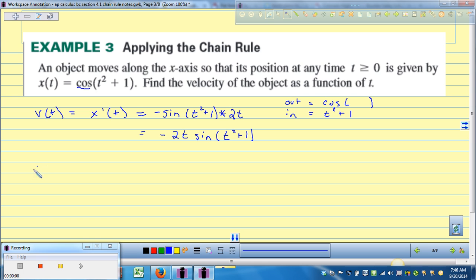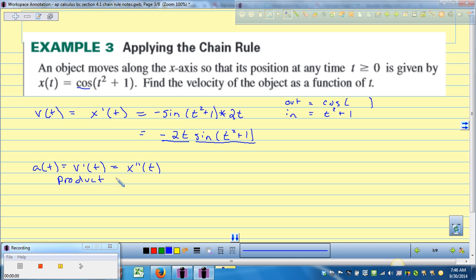So what if we wanted the acceleration, which is the derivative of velocity, which is the second derivative of position? Well, now I have a product. I would call this one my first, and this one my second. And these can get ugly quickly. So we would need product rule here.